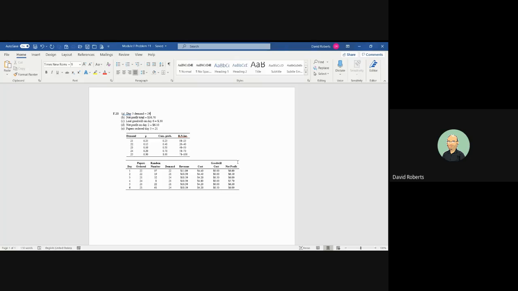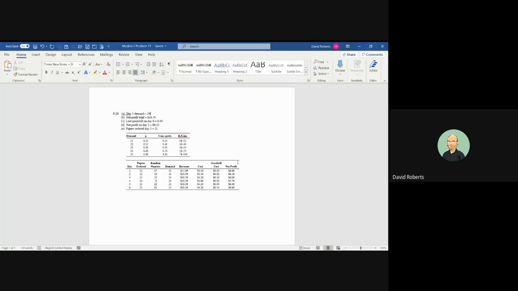So following the table below, the papers ordered for day number 1 is 22. The random number is 37. So 37 falls in the range or the class width of 26 to 40. So random number of 37 is the demand of 22. With a demand of 22, and we sell these newspapers for 50 cents each.